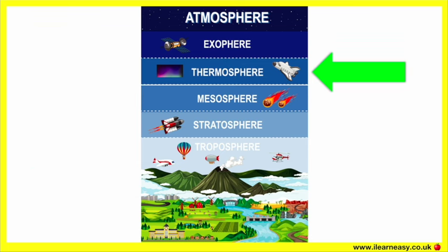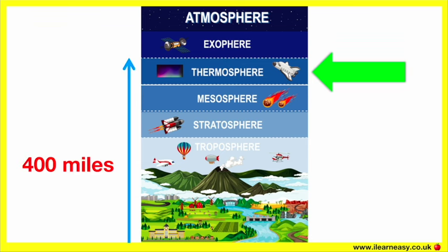Thermosphere. The thermosphere is located about 400 miles above the Earth's surface. The air in this layer is very thin and the temperature can become very hot. The temperature increases with altitude, so the temperature rises the higher we go. This is due to the very low density of molecules found in this layer. This layer is both cloud and water vapor free.